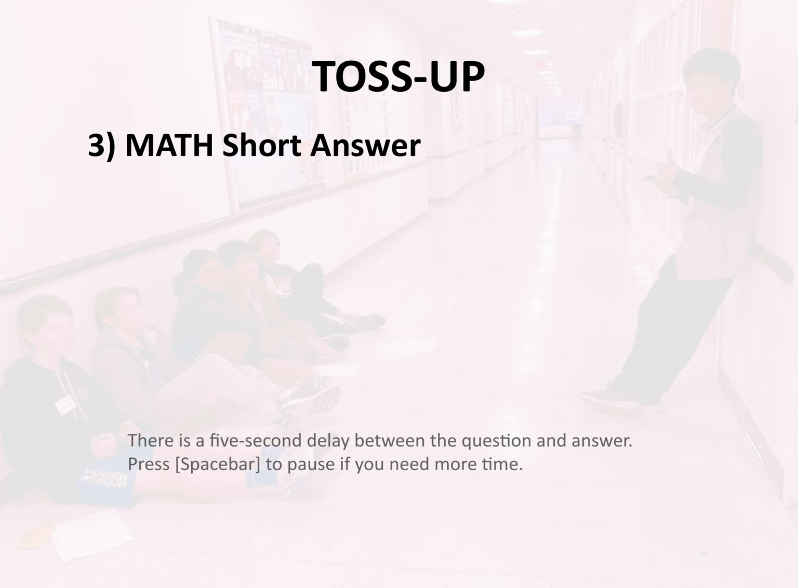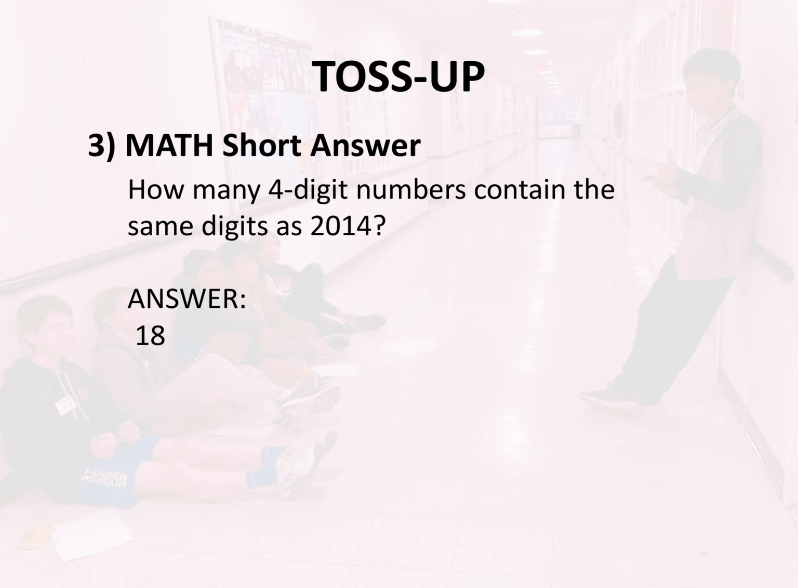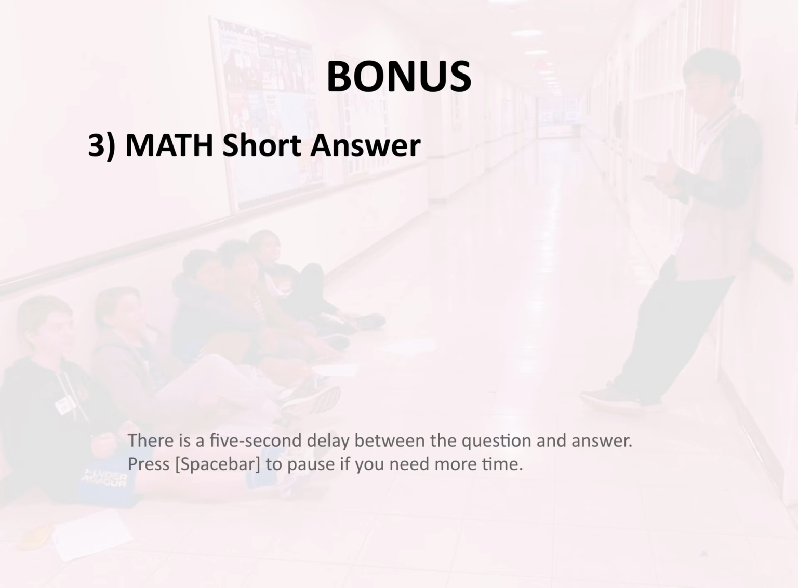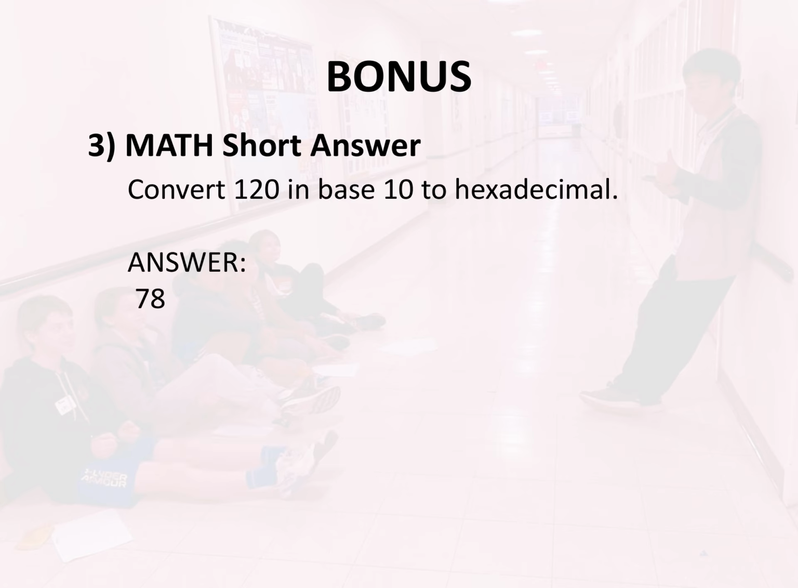Toss-up 3. Math. Short answer. How many 4-digit numbers contain the same digits as 2014? Answer, 18. Bonus 3. Math. Short answer. Convert 120 in base 10 to hexadecimal. Answer, 7/8.